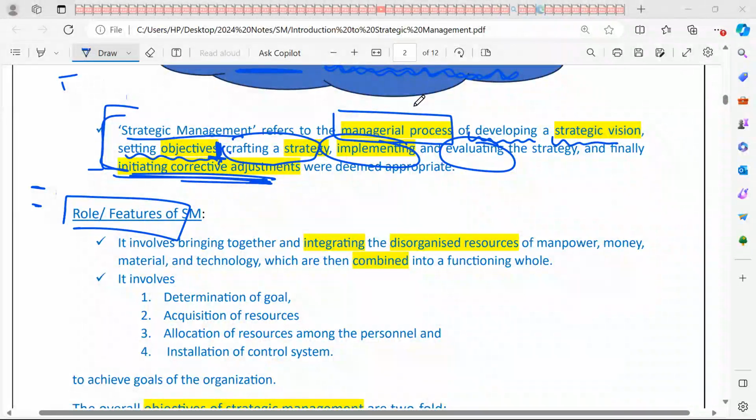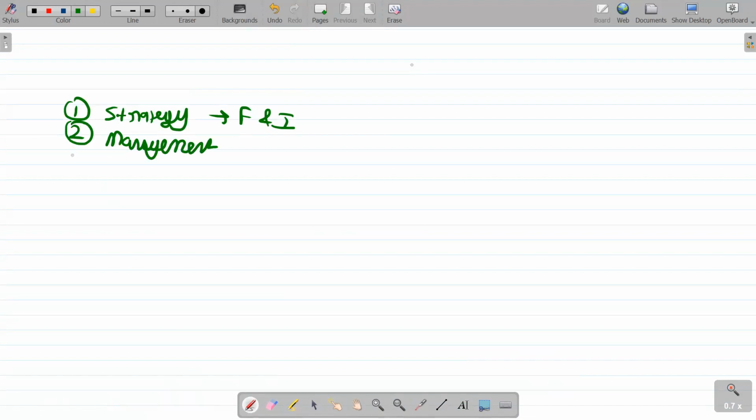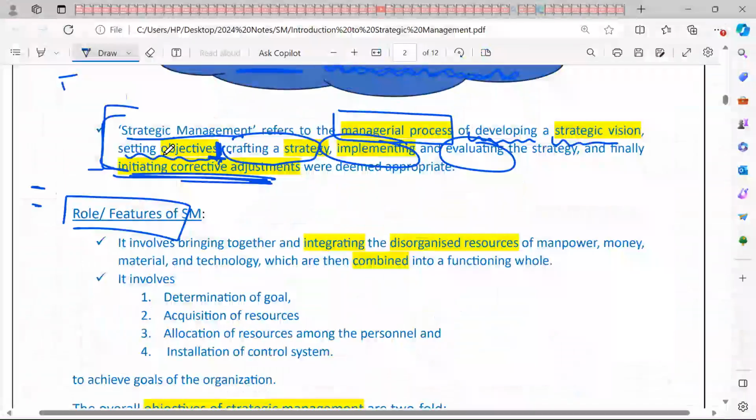So three things we have studied. You have to make a tree. When I'm teaching you guys, you just have to make some tree. What type of tree? That of what we have studied. First of all, we have studied the meaning of a strategy. Second thing, we have studied features and importance of strategy. Next, we have seen small definitions of management. Next thing, we have seen what we mean by strategic management, and the definition of strategic management we have learned. Strategic management, a managerial process of a strategic vision, setting objectives, implementing the strategy, evaluating the strategy, crafting the strategy.